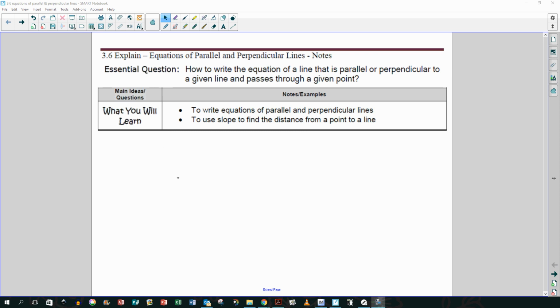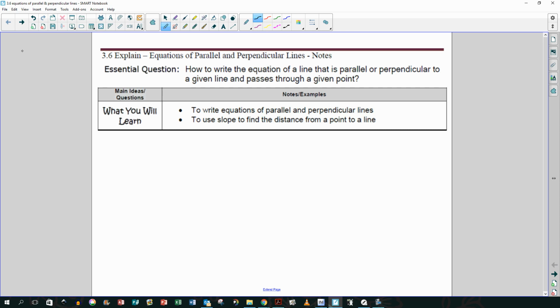All right, so today we are doing equations of parallel and perpendicular lines, so we're just extending what we did last time. Our essential question is how to write the equation of a line that is parallel or perpendicular to a given line and passes through a given point. We're going to write equations of parallel and perpendicular lines and use slope to find the distance from a point to a line. Again, this is something we've already done.